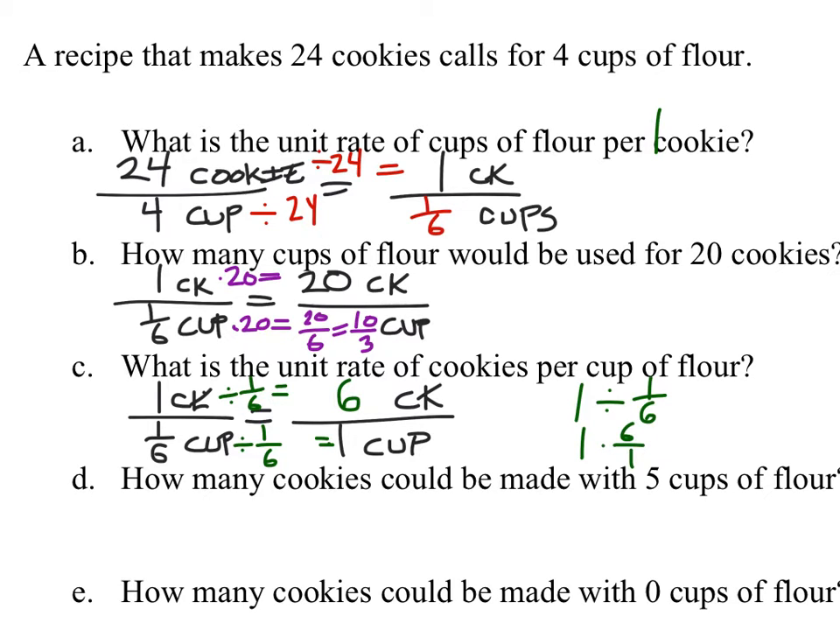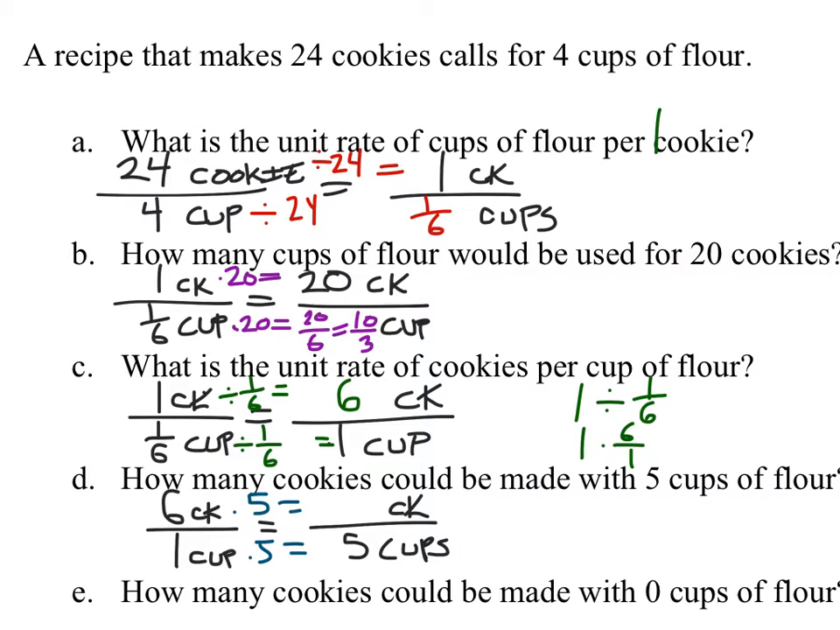How many cookies could be made with 5 cups of flour? So we got these 2 unit rates, and we want to know how many cookies for 5 cups. So I'm going to use the 6 cookies from the 1 cup. But now I want to know how many cookies with 5 cups. So how would I figure this? Well, how do we get 5 cups from the 1 cup? We're just multiplying that by 5 to get 5 cups. So we'll multiply the 6 cookies by 5, which leaves us with 30 cookies.